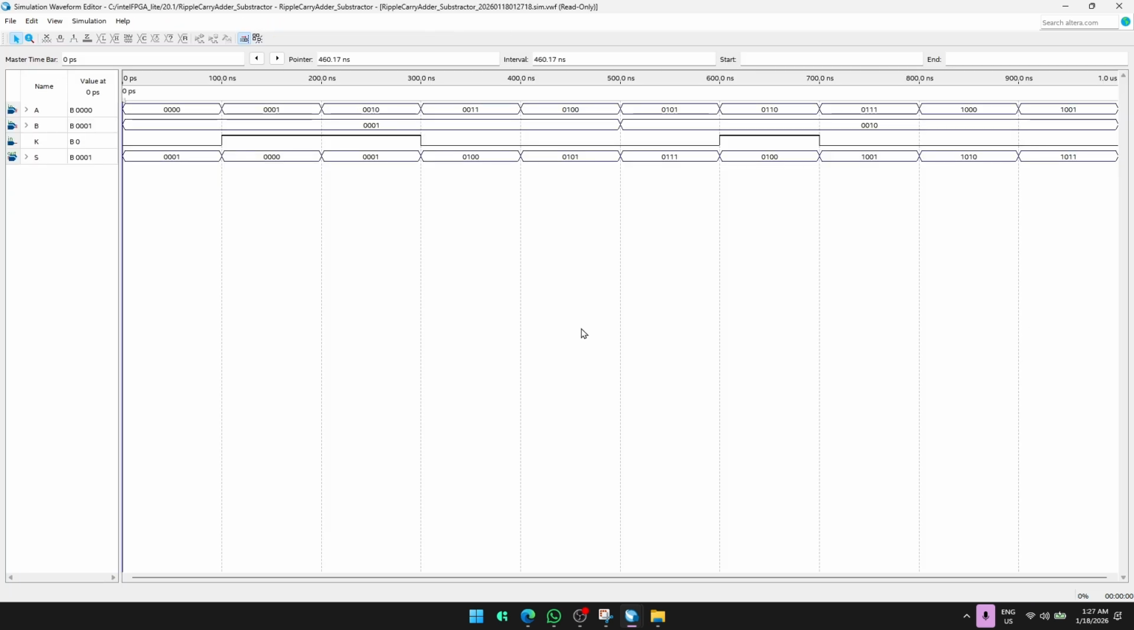Now let's look at the functional simulation. In the first 100 nanoseconds, A is 0 and B is 0, 0, 0, 1. With K at logic low, the output S is 0, 0, 0, 1. This confirms correct addition. At 100 nanoseconds, K toggles high. Now A is 0, 0, 0, 1 and B is 0, 0, 0, 1. The circuit performs 1 minus 1, resulting in an output S of 0.